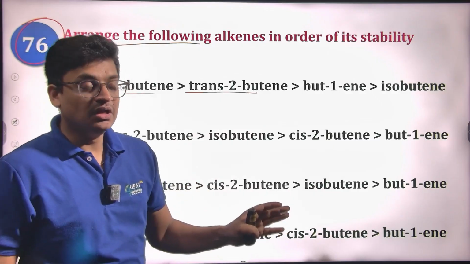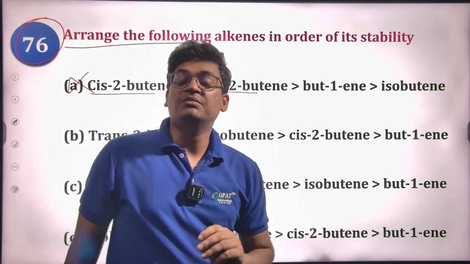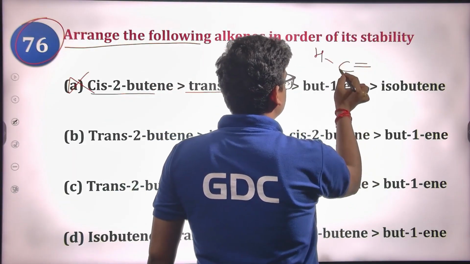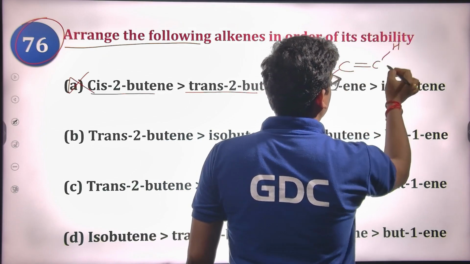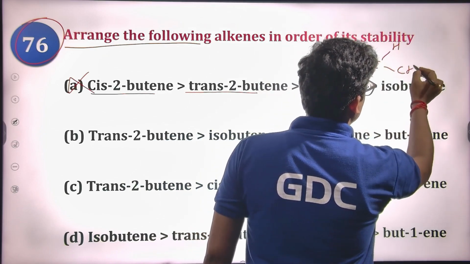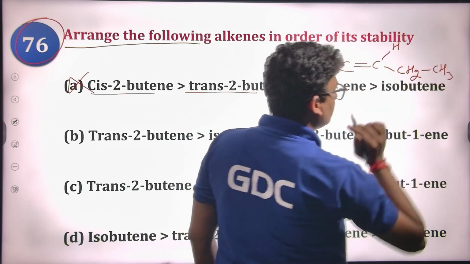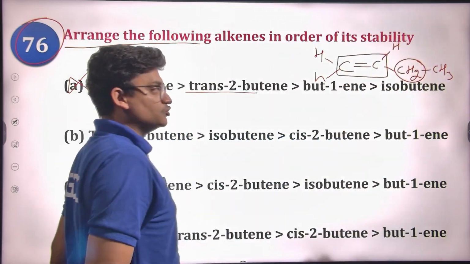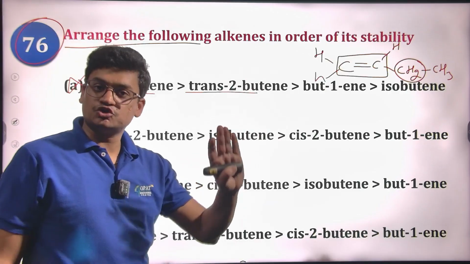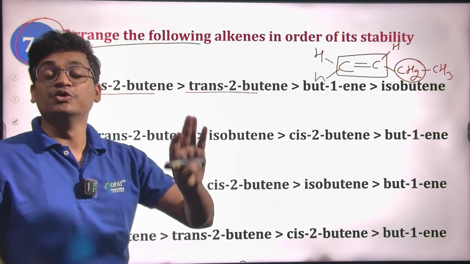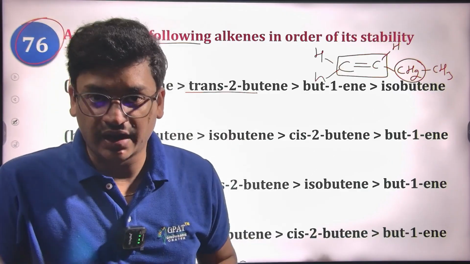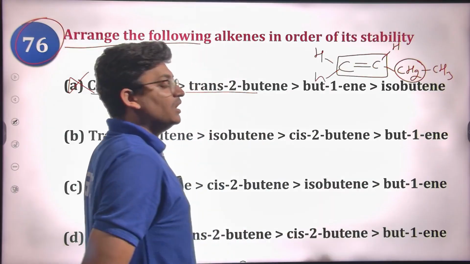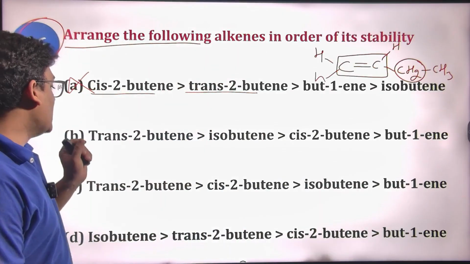We have 1-butene. 1-butene will be something like this, having CH2, CH3. So this is your 1-butene, this is the alkene, and in the alkene segment we have just 2 alpha hydrogens on the alpha carbon. While in the case of trans and cis butenes, it will have 6 alpha hydrogens. It means the least stable will be 1-butene.